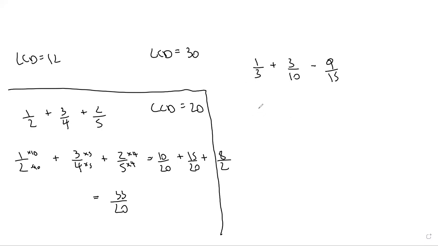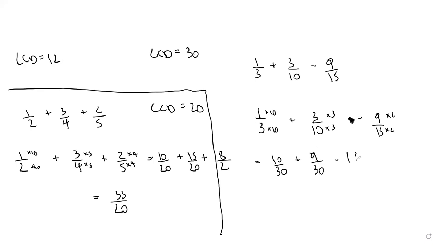Okay, so first one, 1/3, let's multiply by 10, plus, and then for this one, multiply by 3, minus the last one, multiply by 2 and 2. So 10/30 plus 9/30 minus 18/30. For the addition and subtraction part, you always just do addition and subtraction from left to right. So at the top, it's just 10 plus 9, that's 19, minus 18, and that's 1. So 1/30.